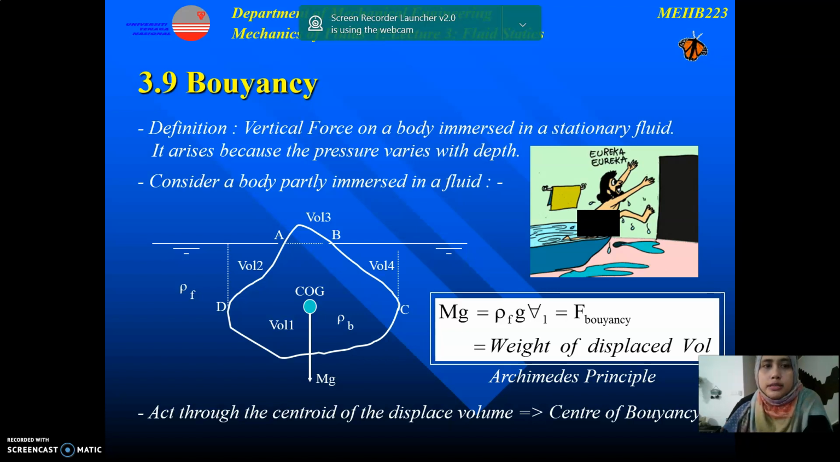Okay. So buoyant force arises because the pressure varies with depth. So why does fluid exert the upward buoyant force on a submerged object? It is because of the pressure variation between the bottom of the submerged object and the top of the submerged object.